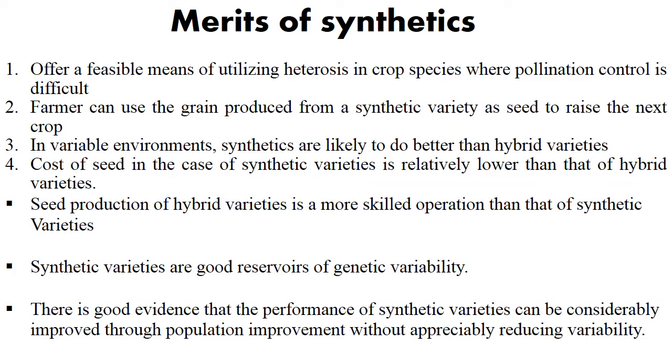Merits. It offers a feasible means of utilizing heterosis in crop species where pollination control is difficult. Farmer can use the grain produced from a synthetic variety as seed to raise the next crop. In variable environments, synthetics are likely to do better than hybrid varieties. Cost of seed in the case of synthetic variety is relatively lower than that of hybrid variety.